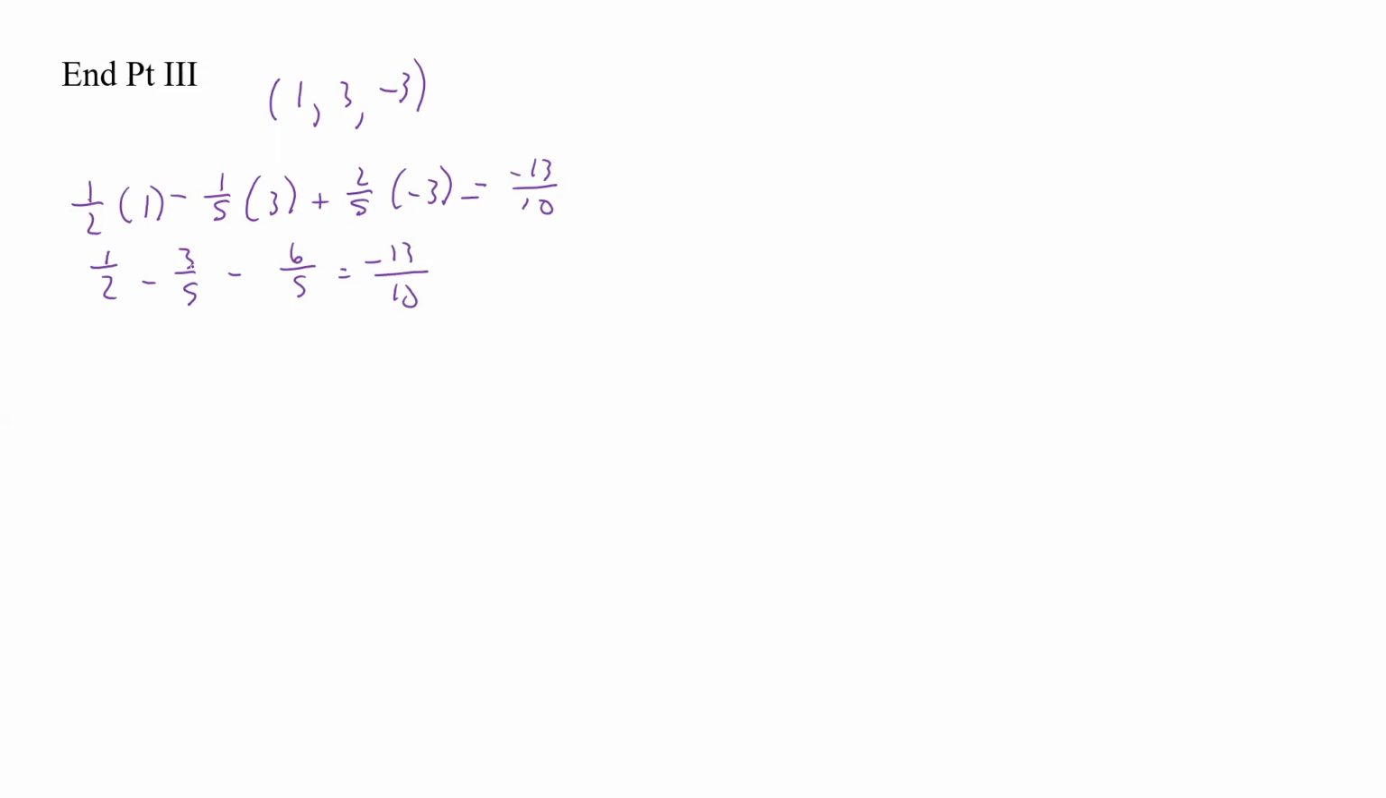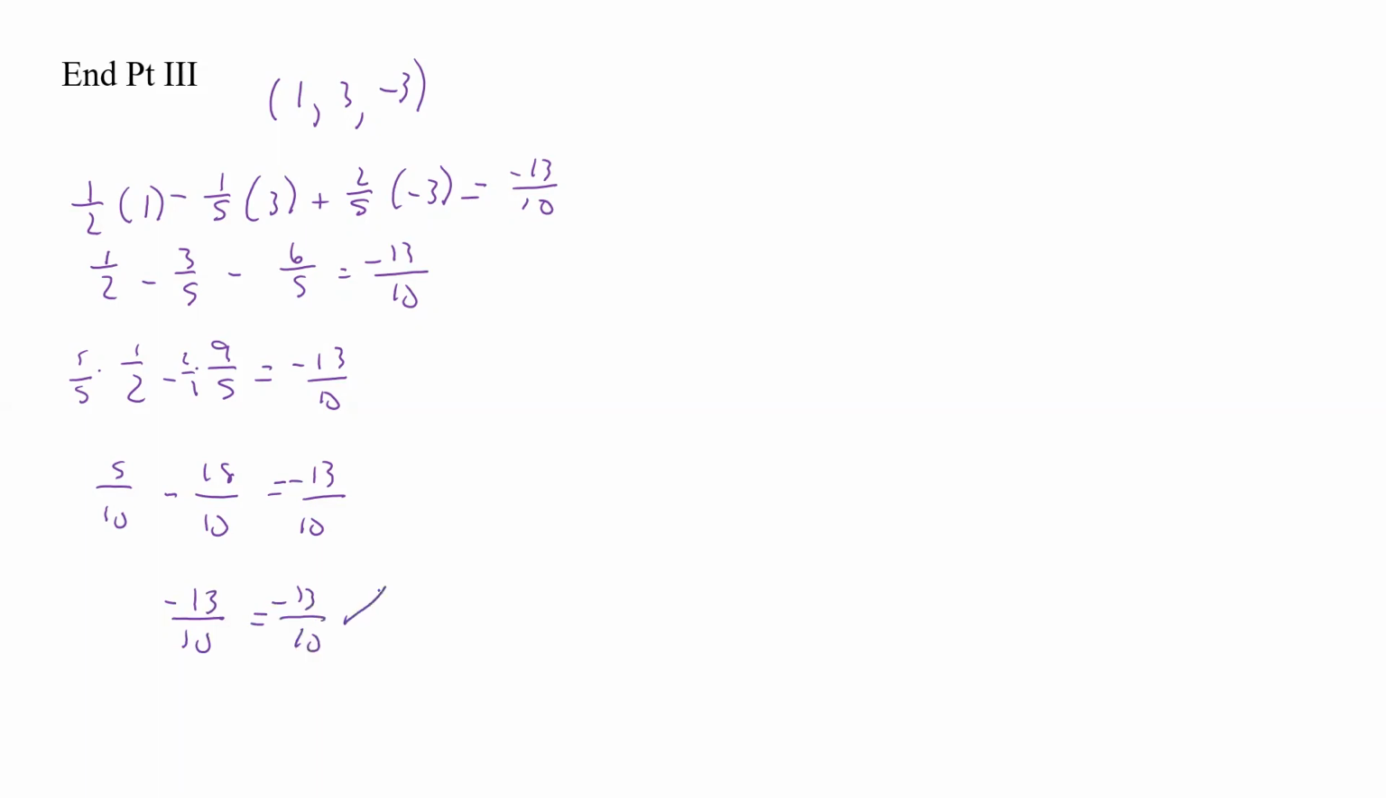So we have 6, 7, 8, 9. So we have 1/2 minus 9/5 equals minus 13/10. So common denominator, so we'll have 5 over 10 minus 18 over 10 equals minus 13 over 10. Minus 18 plus 5 is minus 13 over 10. And that checks. Okay. And so we would do that for all three of those.